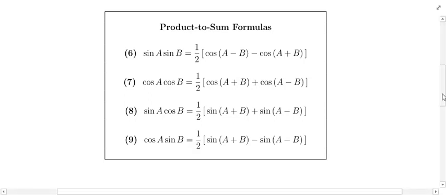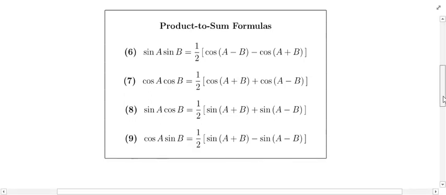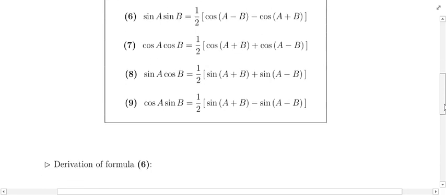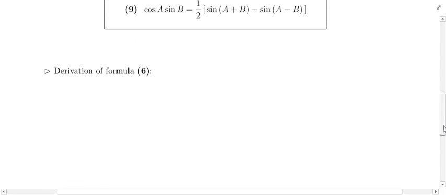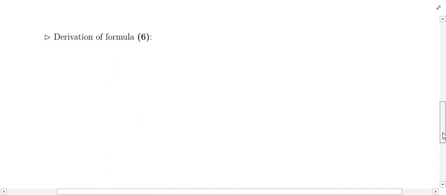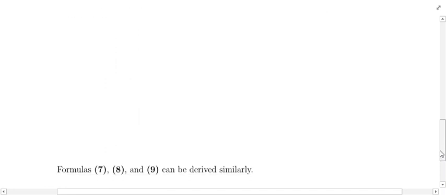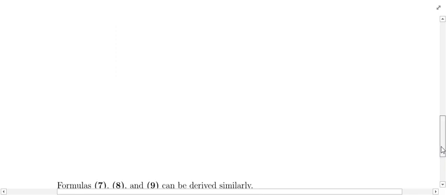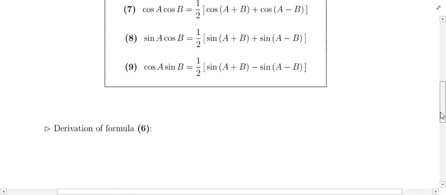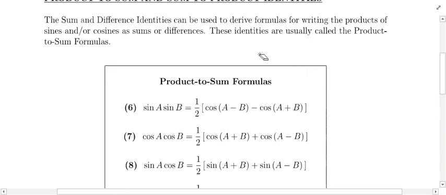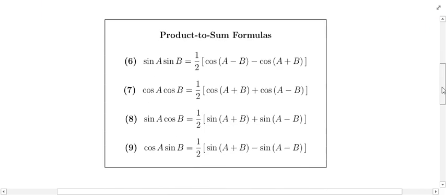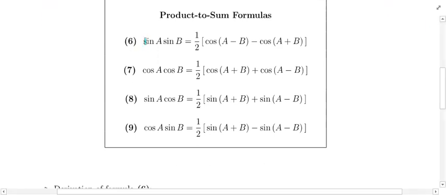All right, so I am going to show you where these come from. I'm going to prove equation number 6. There's room here for me to do the derivation, and I will show you how to get it. There's a note at the bottom saying that formulas 7, 8, and 9 can be derived similarly. At the very top, it gave you a clue as to how these come about: they come from the sum and difference identities. It's always good to know where these come from.